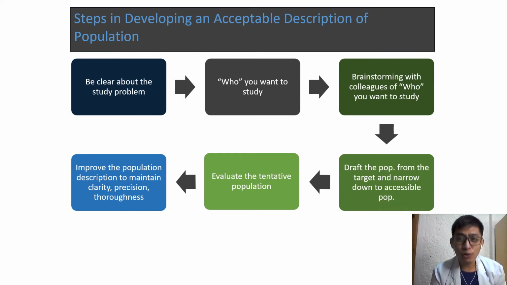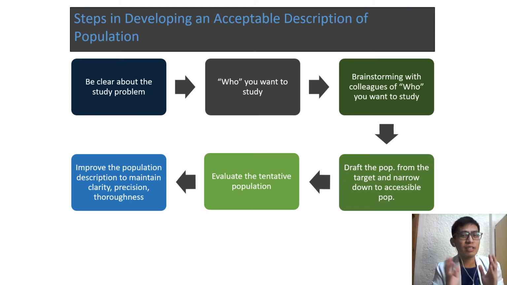Next is brainstorm with colleagues on who you want to study, because there should be collaboration and brainstorming based on the research problem: who is the most beneficial in conducting this study, who can benefit from your study. Then drop the population from the target and narrow down to accessible population. From the target population, nurses, you should narrow it down to accessible population.